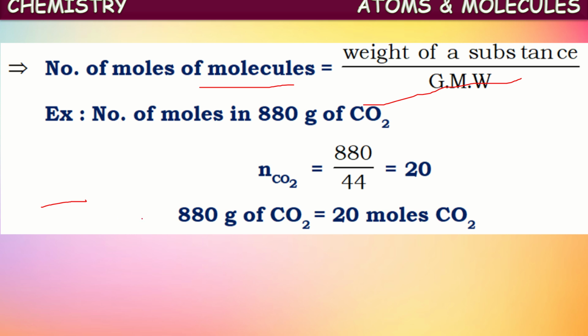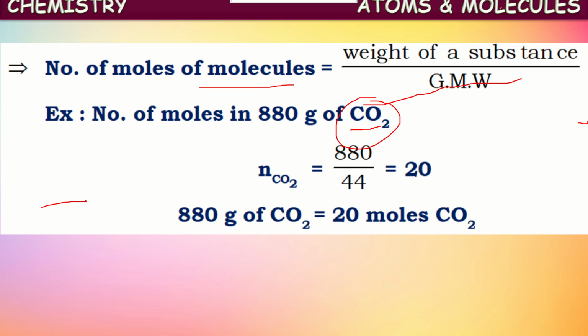Example problem: number of moles in 880 grams of CO2. You need to see here while doing the problems, in the problem, whether a molecule is given or an atom is given. We need to identify that first. Here CO2 is a molecule, so we need to find the gram molecular weight. Sometimes they will give it. If they won't give it, the sum of the atomic weights gives rise to the molecular weight, gram molecular weight.